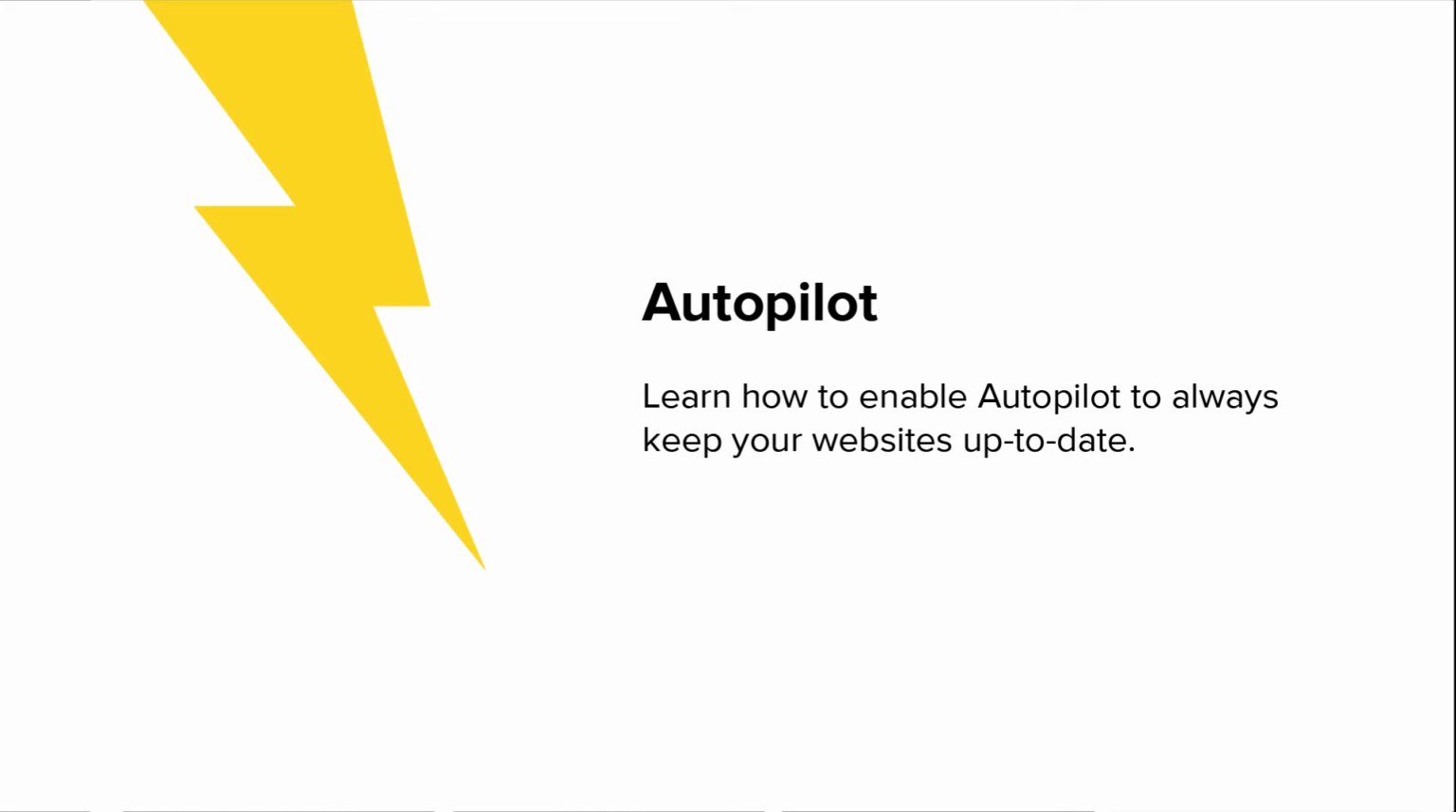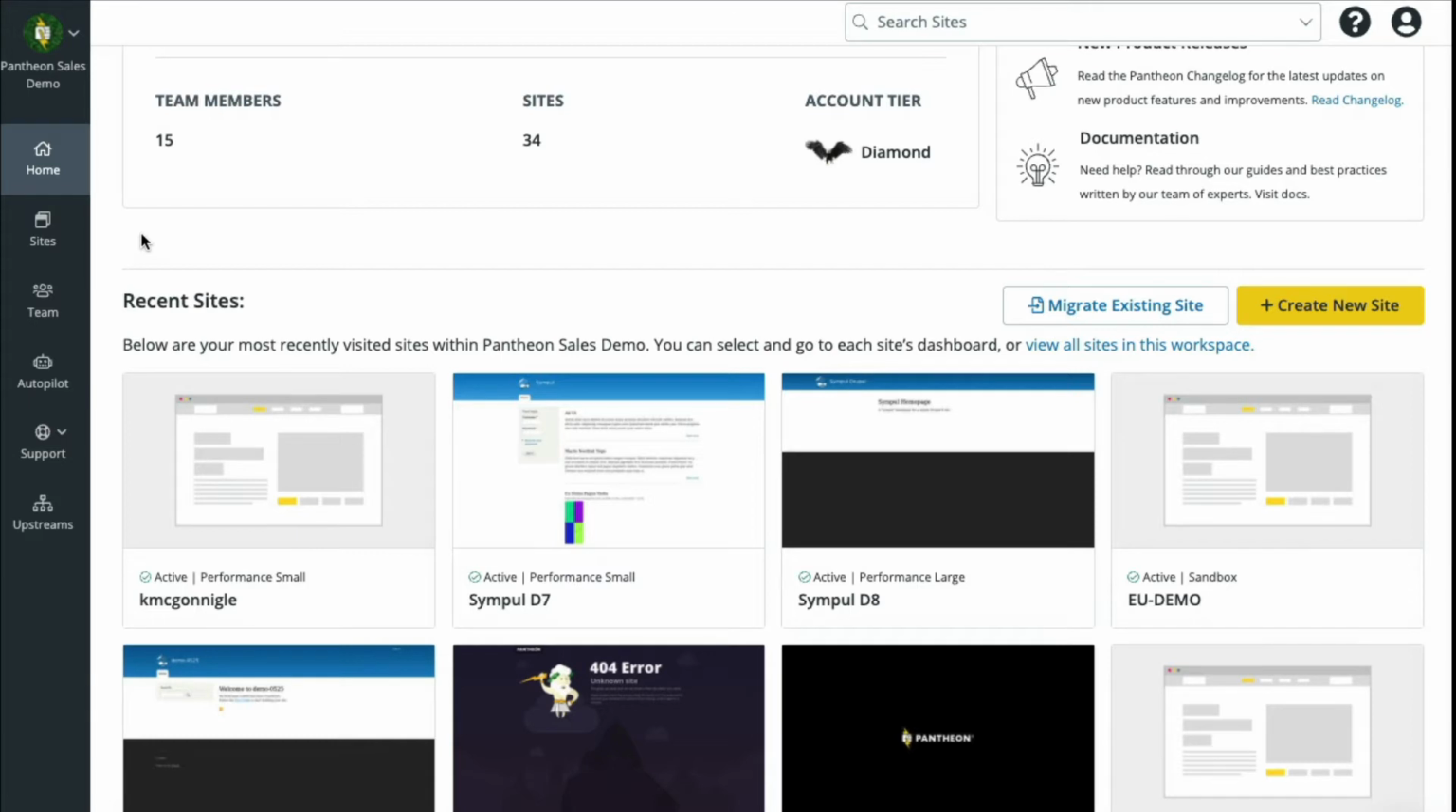Pantheon's Autopilot feature will automatically detect when new updates are available, perform the updates in an isolated Multidev environment, test the updates with automated visual regression testing, and deploy the updates, saving time for users and improving their site security. In this video, we will walk through how to activate Autopilot for the first time on your site, then manage settings once it is enabled.